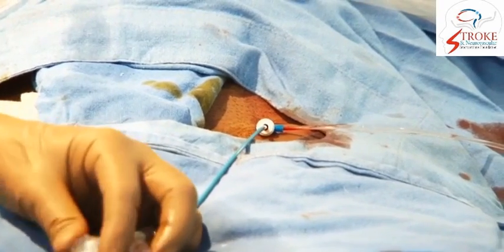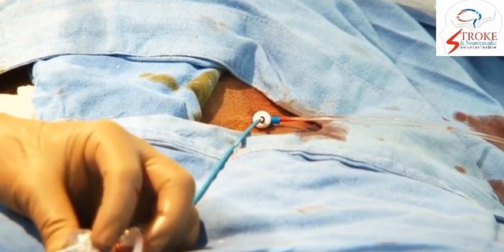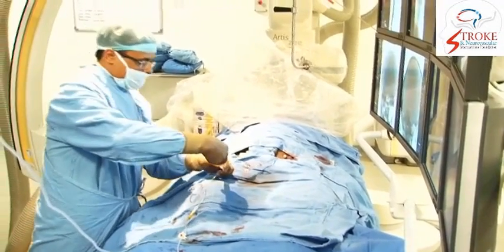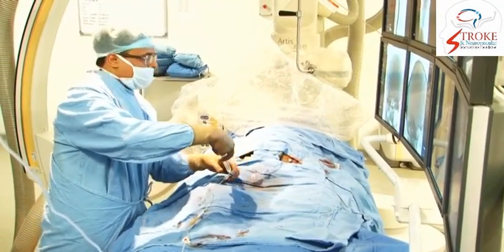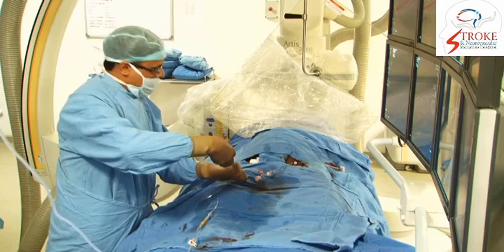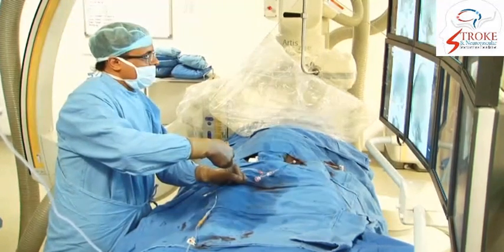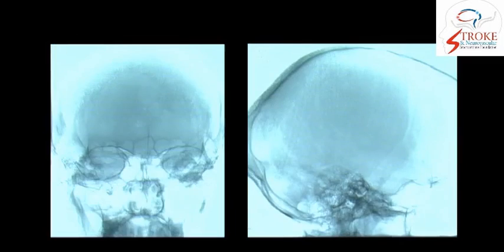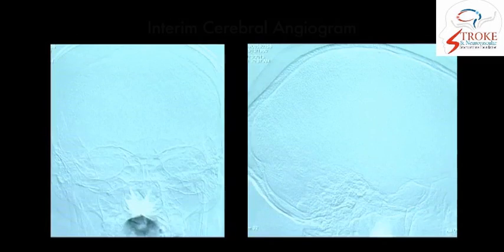And then the diagnostic catheter and wire were taken out and a diagnostic run is performed. It shows a very severe stenosis. An intracranial angiogram is always performed before the procedure so that we can compare it with the post-stenting angiogram.